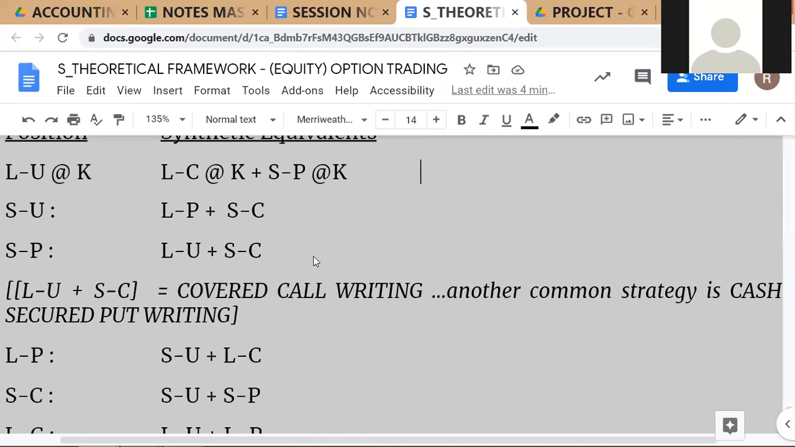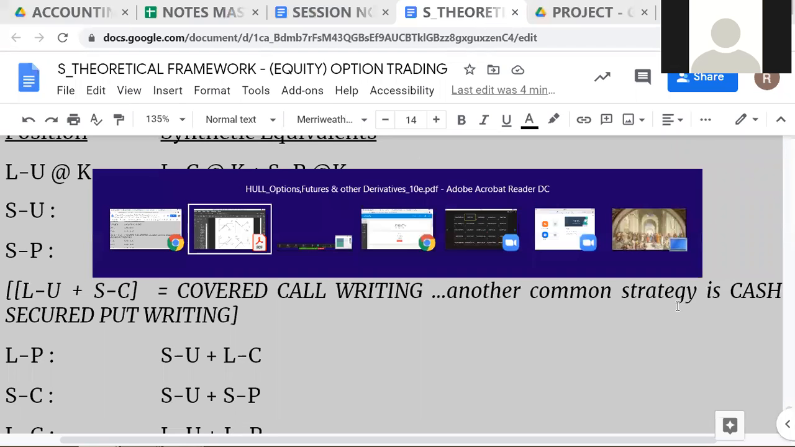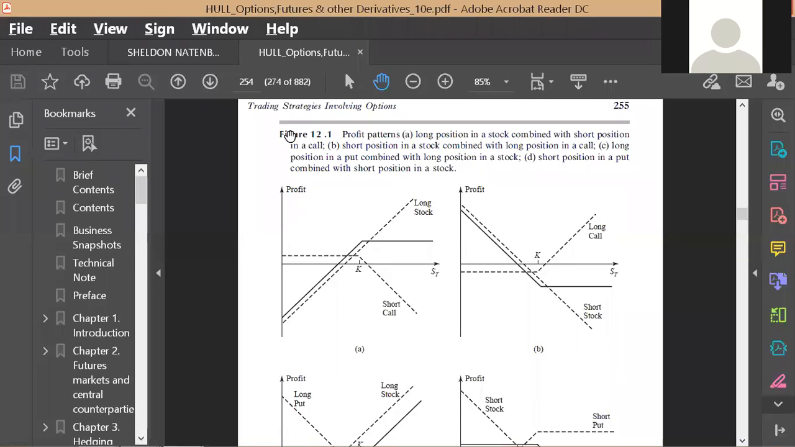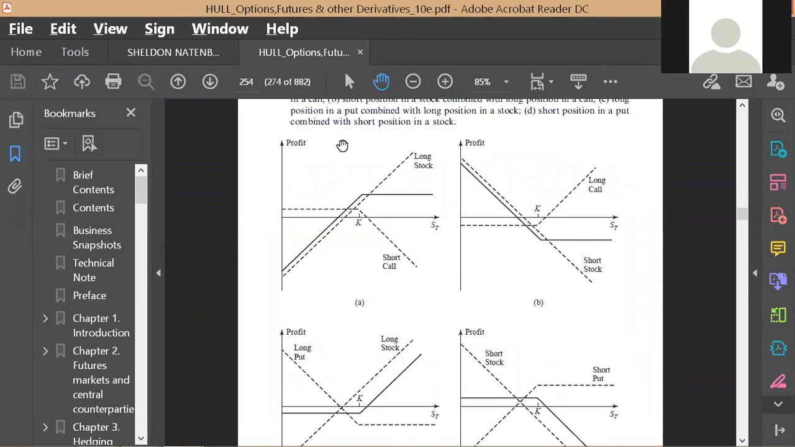So let's look at a short put. Okay, our next consideration is short put. The next position we're looking at is short put. So this diagram, now you'll understand this diagram a little bit better. This is an important figure for you, 12.1. I'm pretty sure it was the correct figure in your current book also.